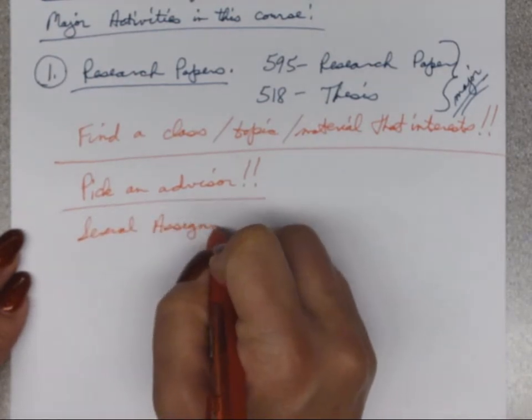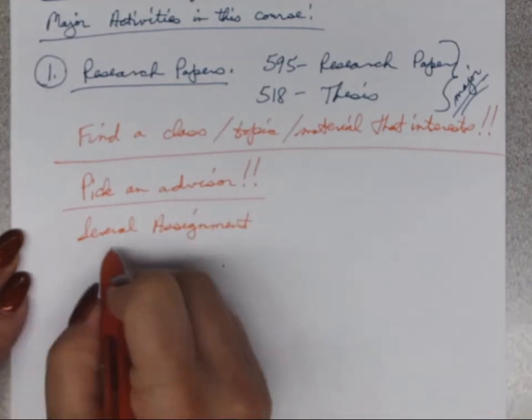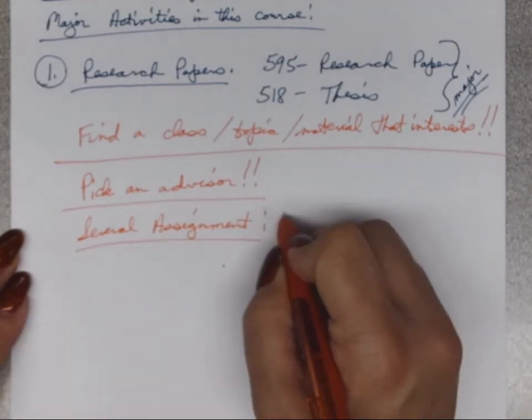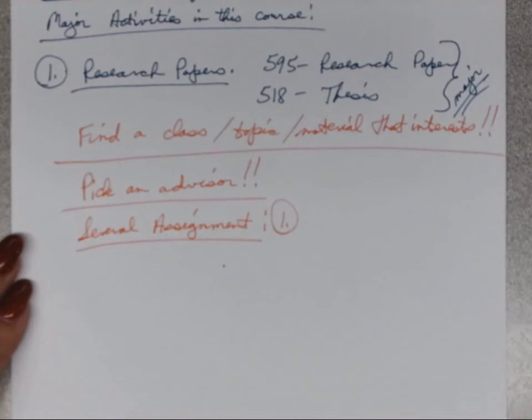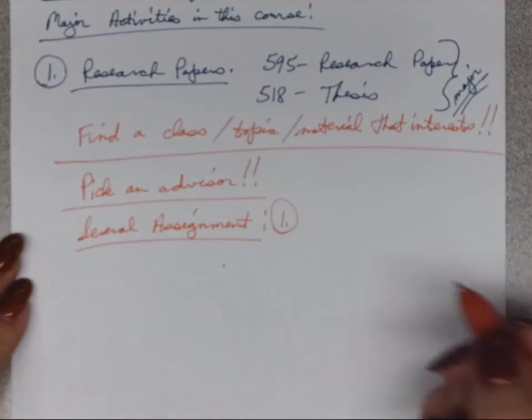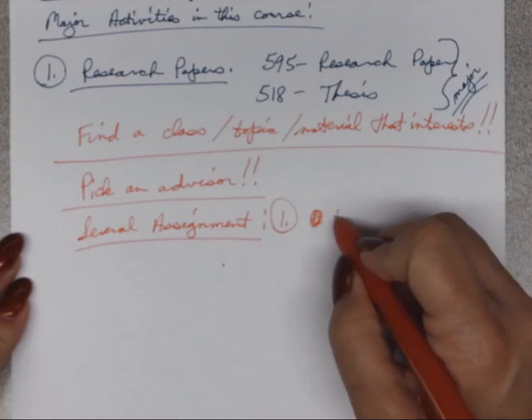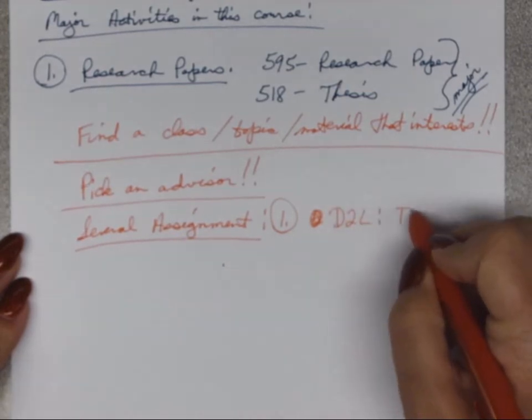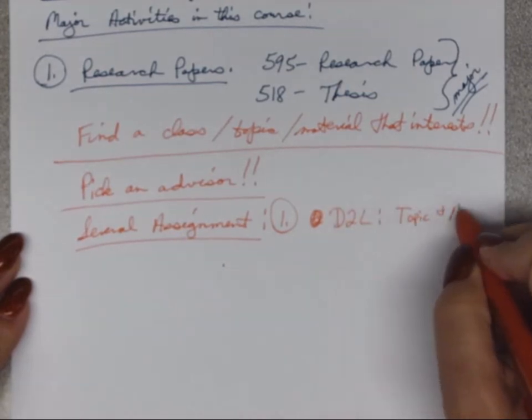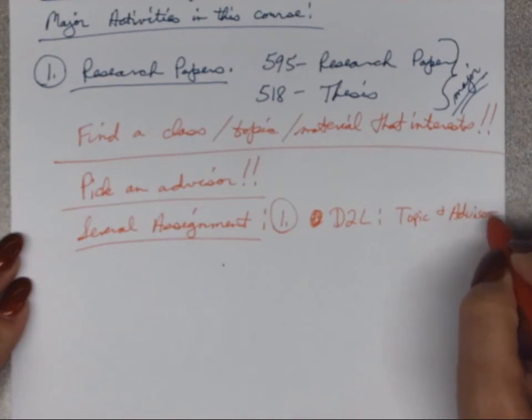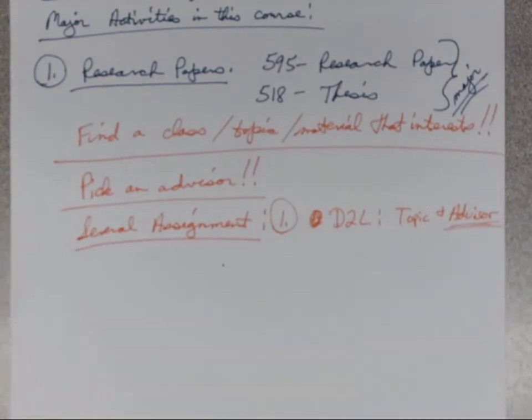So the way this will work is that you will have several assignments on all of these big activities that we're doing. So your first one, for instance, is go pick a topic, put into D2L your topic and your advisor. Okay. Normally everybody goes, how do I pick an advisor?